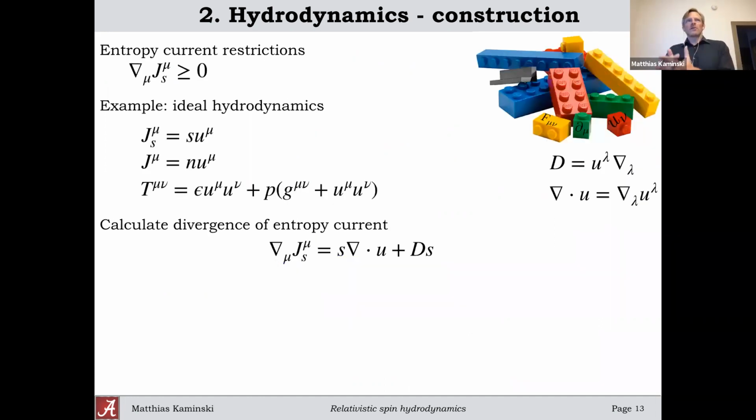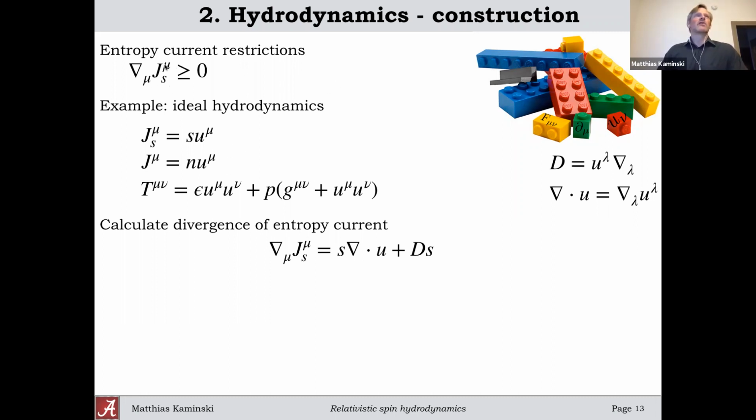So now the idea is we want to construct these constitutive relations and somehow use the entropy current as a way to restrict them. So let me just illustrate how that works. This is the only calculation I have in here, so let me at least go through that slide somewhat diligently.